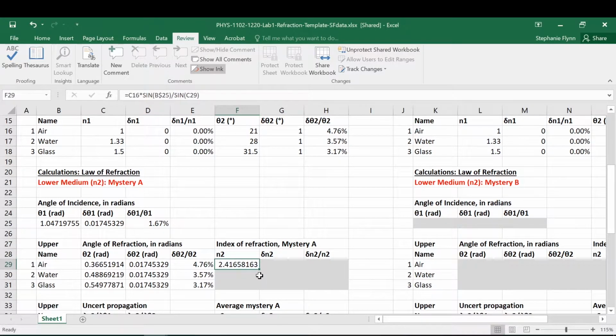And now I can take the corner, drag it down to calculate the index of refraction for the mystery medium A when the upper medium was air, water, and glass. Now, before I talk about the uncertainty, I'm going to switch off of Excel and go to a piece of paper so I can talk a little bit more about using calculus to propagate the uncertainties.